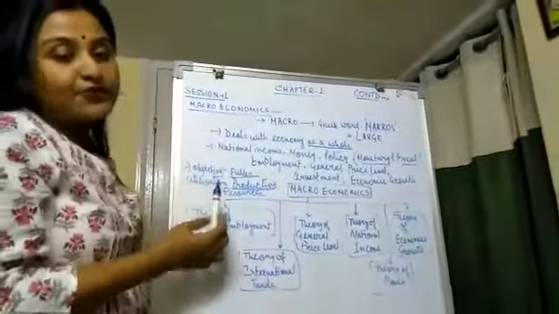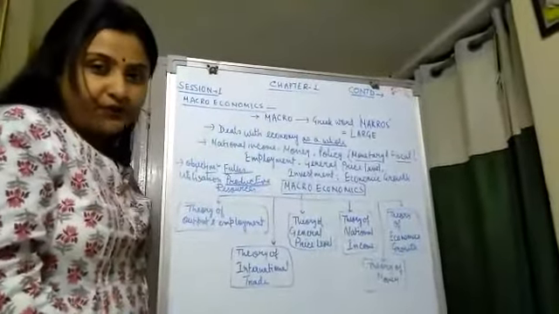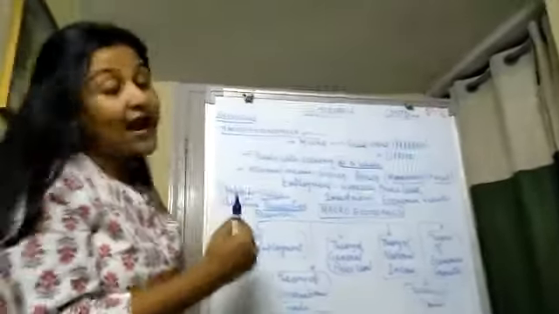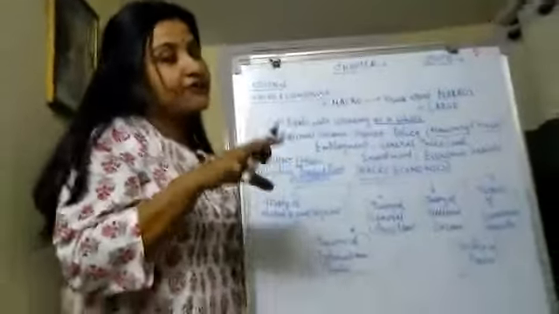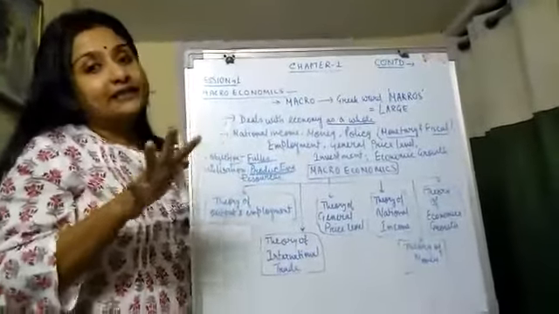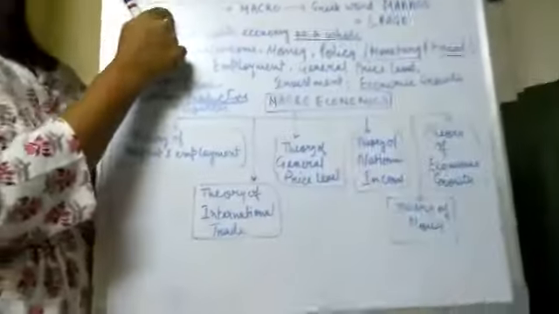Now what is the objective? As you know, in microeconomics the objective was optimum allocation of resources. Here the objective is fuller utilization of productive resources. That means the productive resources which we have, we should use to the full extent. So this is the objective of macroeconomics.